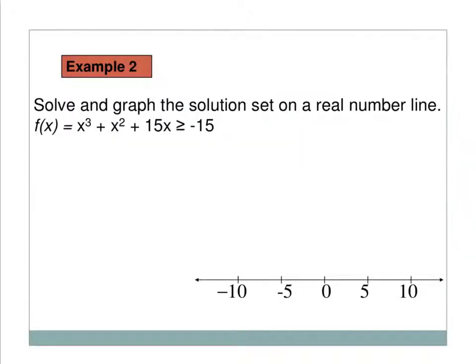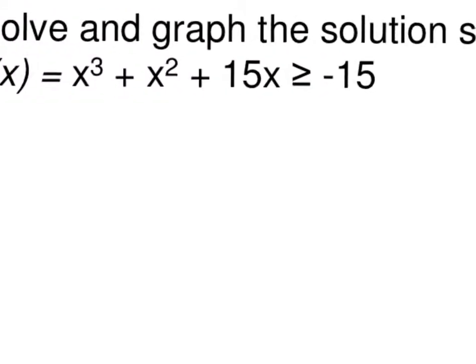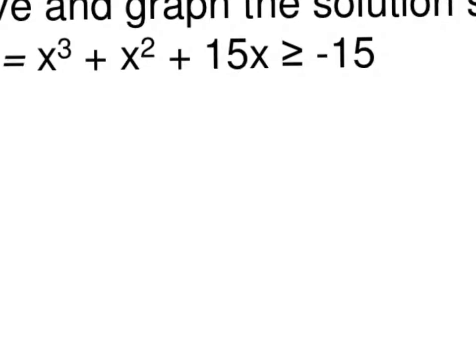Alright, so here's another example. Remember, you always want to isolate your polynomial function. So I'm going to begin by bringing that 15 over, and we're going to have x cubed plus x squared plus 15x plus 15. And remember, we're hypothetically solving it as if it were equal to 0. It doesn't equal 0, I'm pretending as if it does.